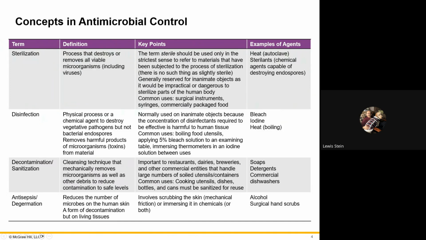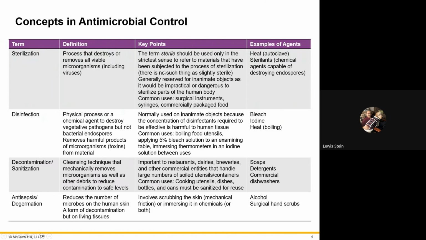Reserved for inanimate objects. We cannot sterilize living things. Doesn't work that way. I sterilized the skin? No, you didn't. Impractical or dangerous, because just think of what we see, what we're using. And you have to understand there's no universal best method. You have to understand what that is. Heat, typically moist heat, number one on the hit parade, certain chemicals, X-rays and gamma rays. You'll see the chart in just a bit.